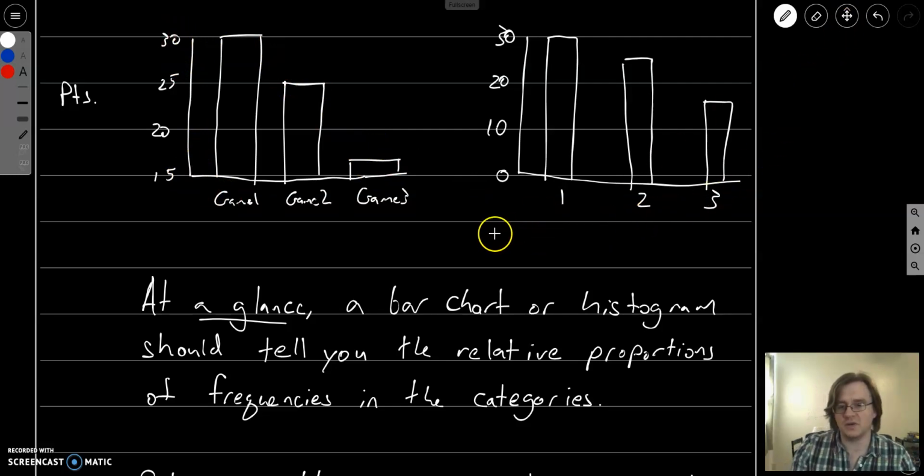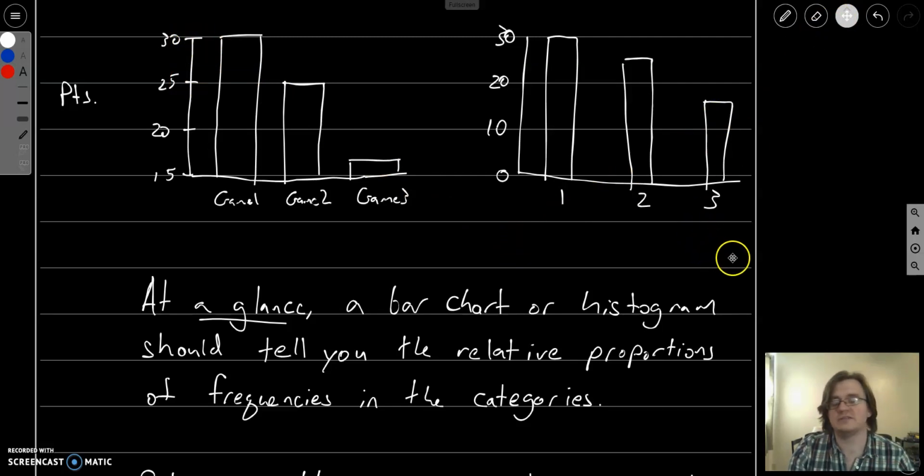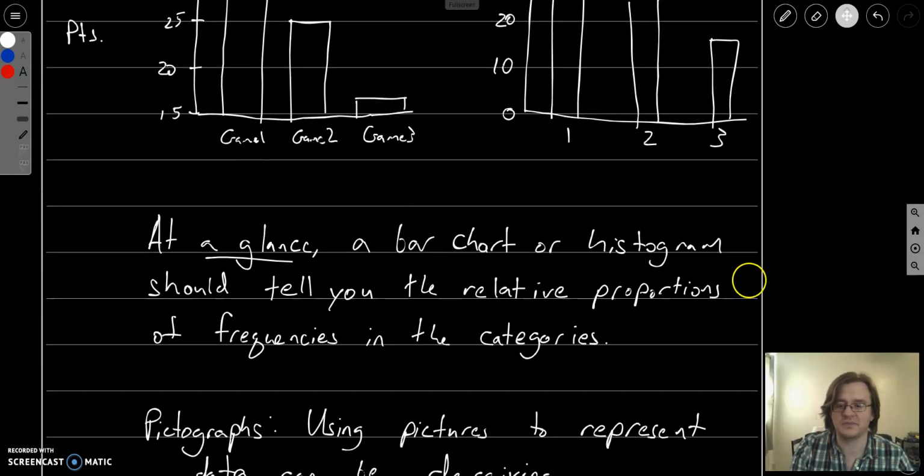Now, there are other ways of obscuring information as well. Here, we just started at a number that's not 0. You can also see graphs where the labels along the side don't go up linearly. So the space between the first and second tick marks is going to be longer than the third and fourth ones. Again, there may be reasons why you'd want to construct a graph like this, but at a glance, it will be hard to see what those numbers are.